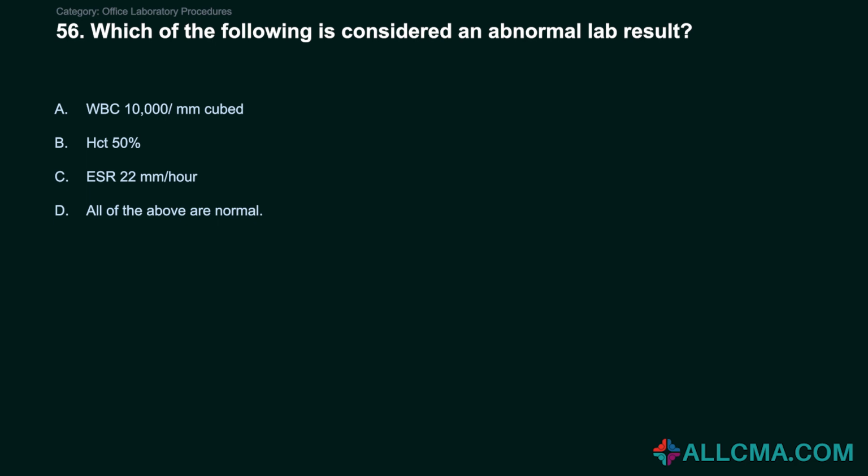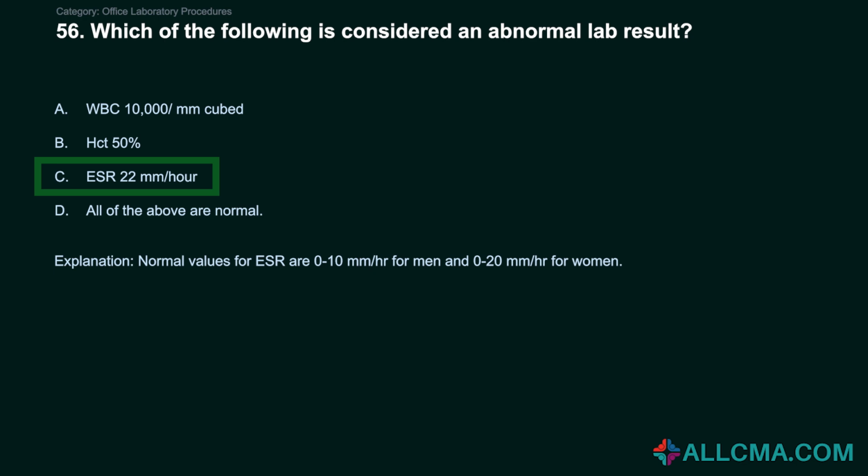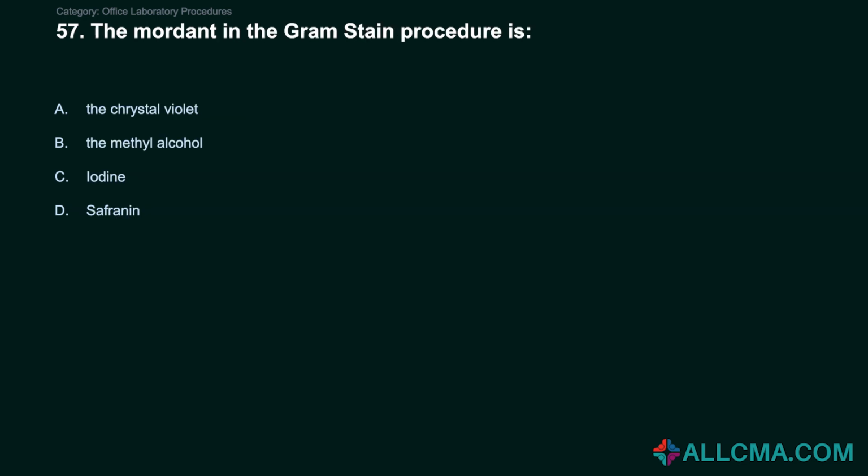56. Which of the following is considered an abnormal lab result? A. WBC 10,000/mm cubed. B. HCT 50%. C. ESR 22 mm per hour. D. All of the above are normal. Correct answer, C. ESR 22 mm per hour. Normal values for ESR are 0 to 10 mm/hr for men and 0 to 20 mm/hr for women.